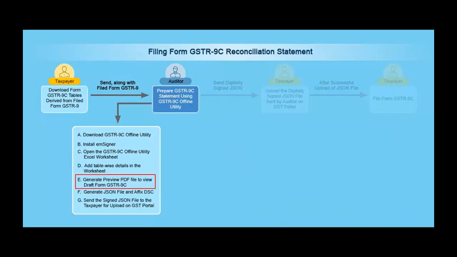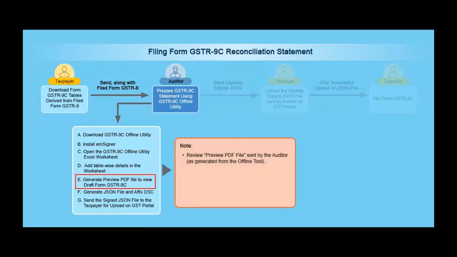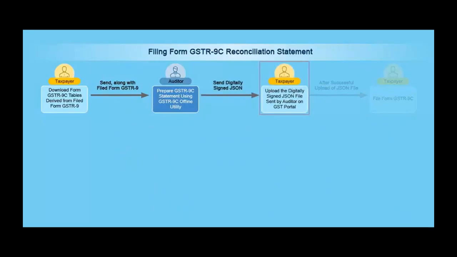In case you wish to review details entered by the auditor in your Form GSTR 9C, you can ask the auditor to send you the preview PDF file generated from the offline tool. It will contain details for you to review and verify. In case of any discrepancy, ask the auditor to make corrections, sign and send the updated JSON for upload. Once you receive the signed JSON file from the auditor, make sure you don't tamper with it. Let's see how you can successfully upload the signed JSON file sent by the auditor.